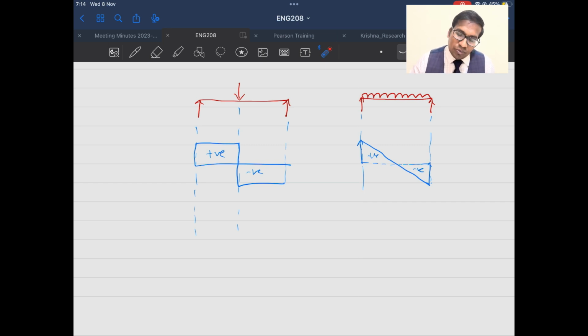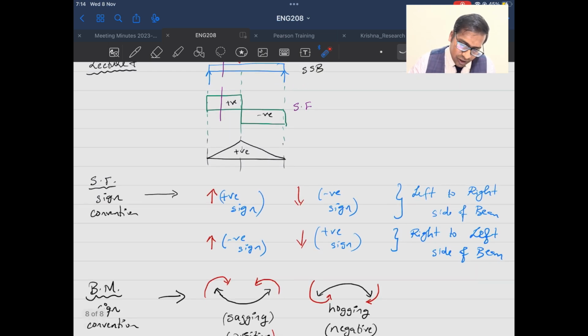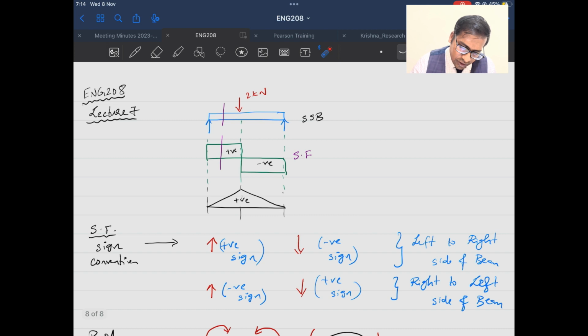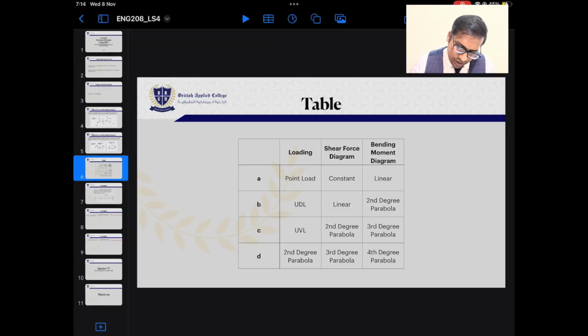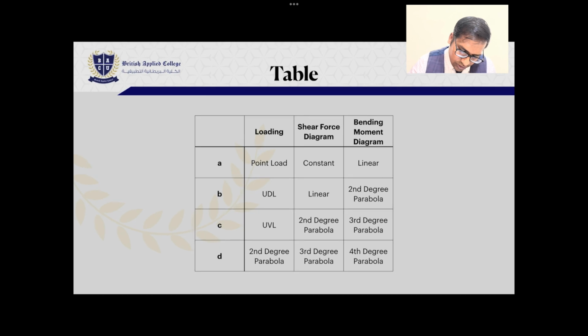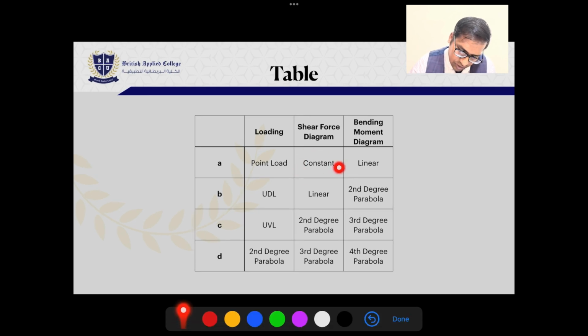This stands the same for the bending moment diagram as well. For example, if you see the bending moment diagram, the shear force should be constant, I mean a horizontal line, and the bending moment should be linear. You can see this is a constant change and this is linear. The table also says the same: for a point load the shear force is constant and the bending moment will be linear.